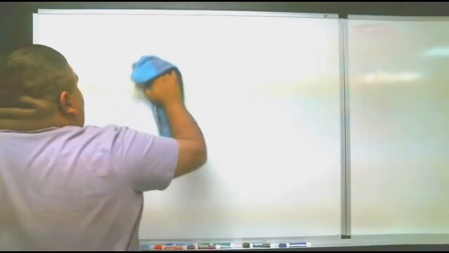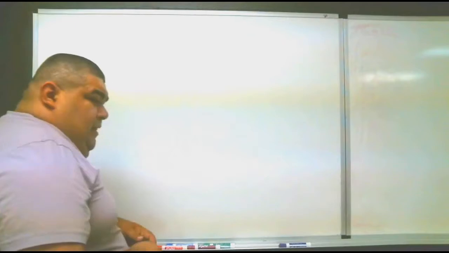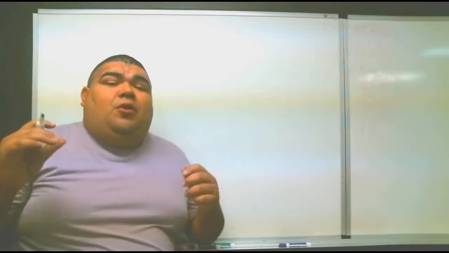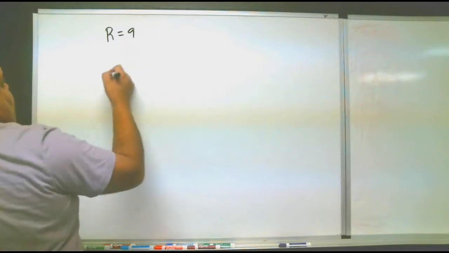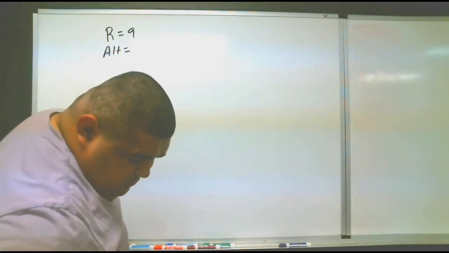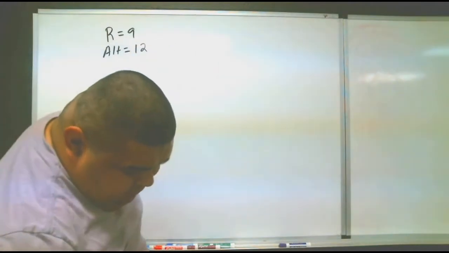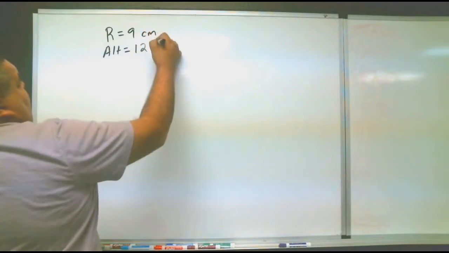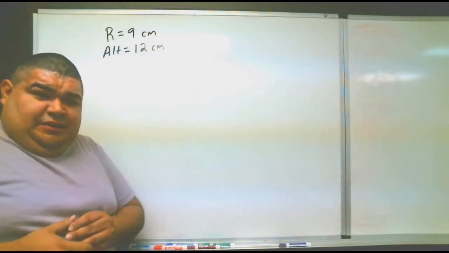All right, so our next one is, I'm not going to draw it in there. I'm just going to give you all your key ingredients. All we're going to need is a radius of 9, an altitude of 12. It is all centimeters. That's all we really need.